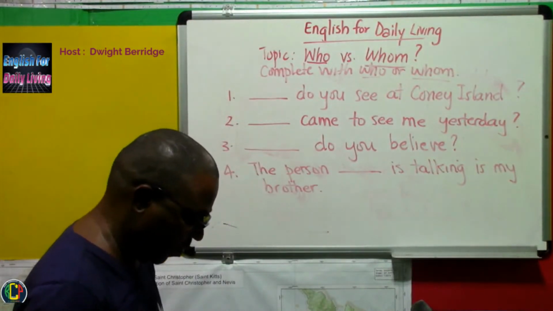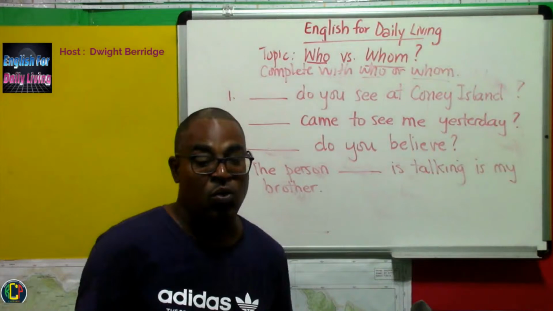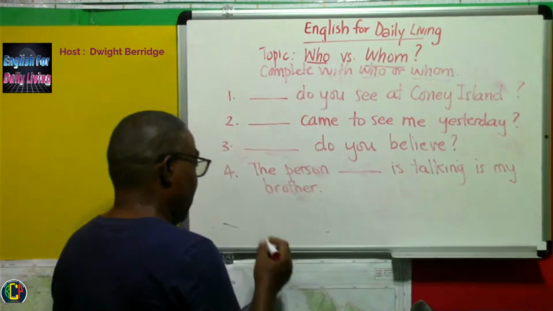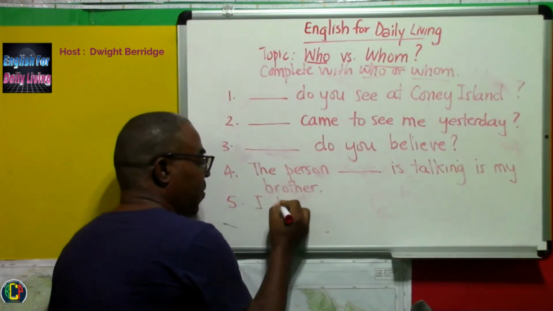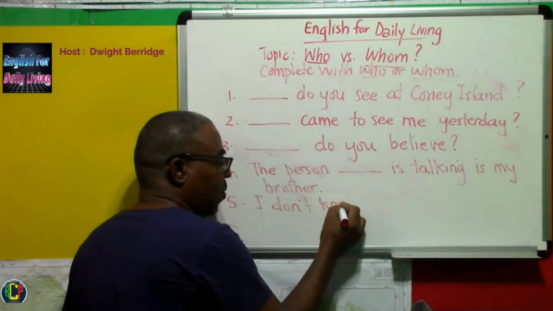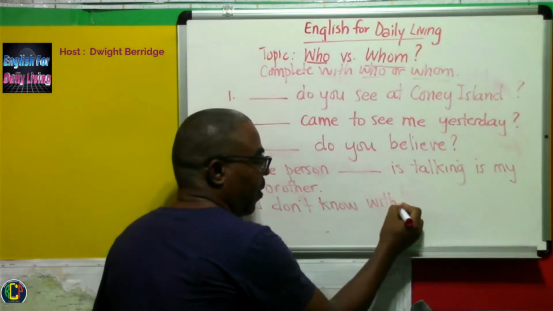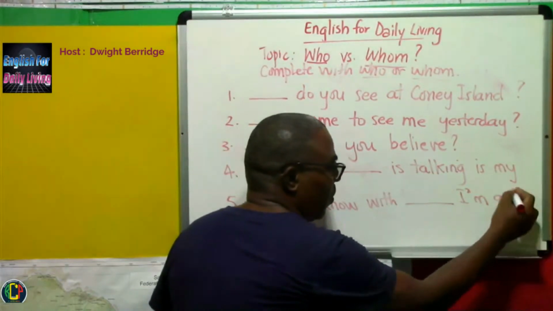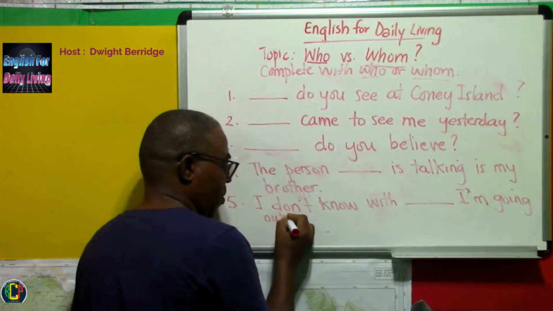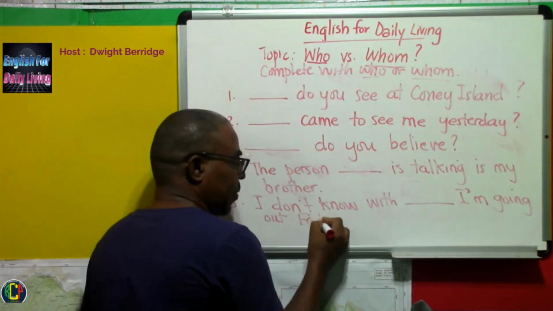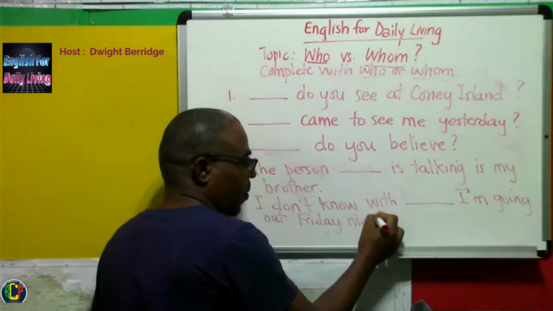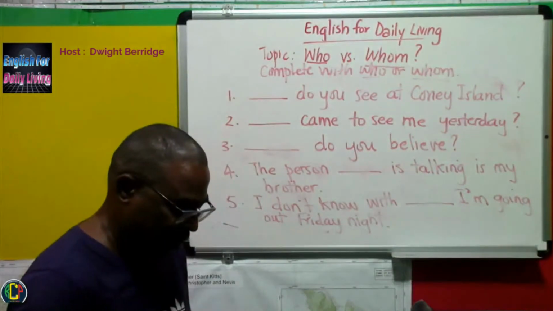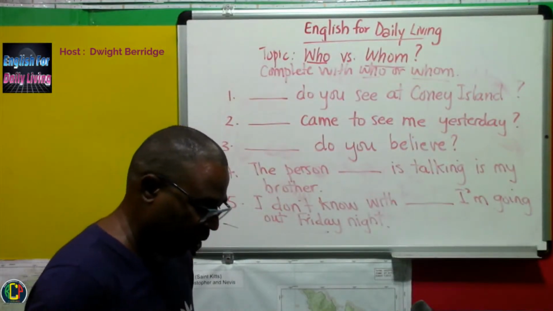Let's take another one. Let's use "for" in a preposition. I don't know with dash I'm going out Friday night. Okay? Those are just 5 sentences we can practice. Okay, let's go ahead and see what we come up with.